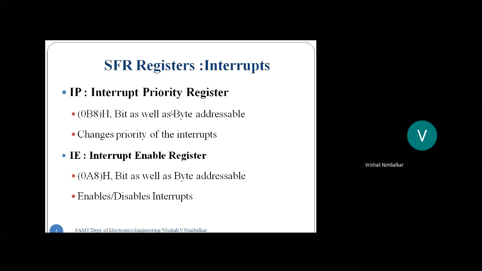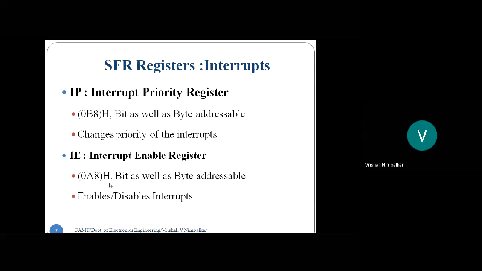But the dedicated special function registers for interrupts are IP and IE. IP is the interrupt priority register, which is used for changing the priorities. It is bit as well as byte accessible. And IE, the interrupt enable register, is to enable or disable the interrupts. This is also bit as well as byte addressable. The addresses are B8 and A8 respectively.